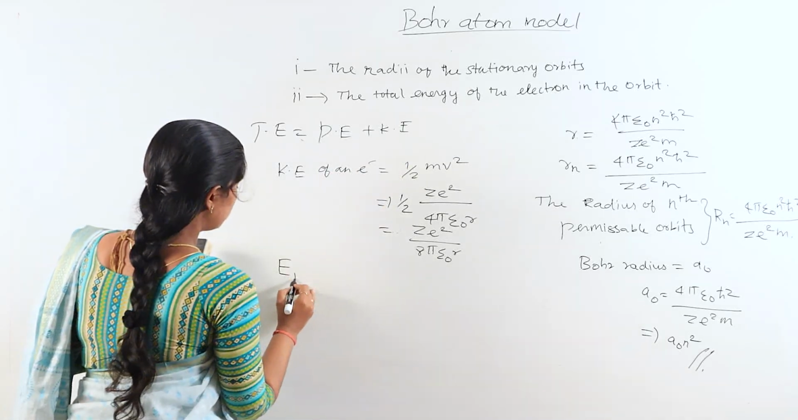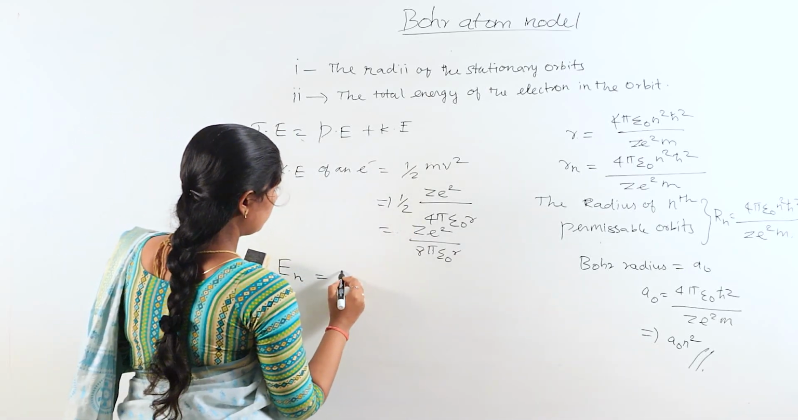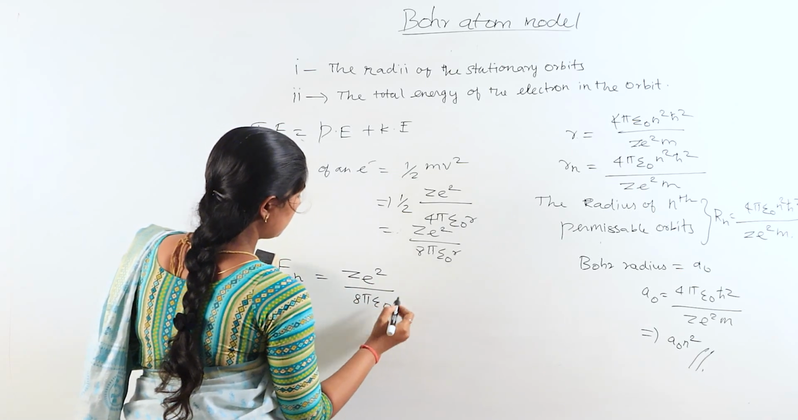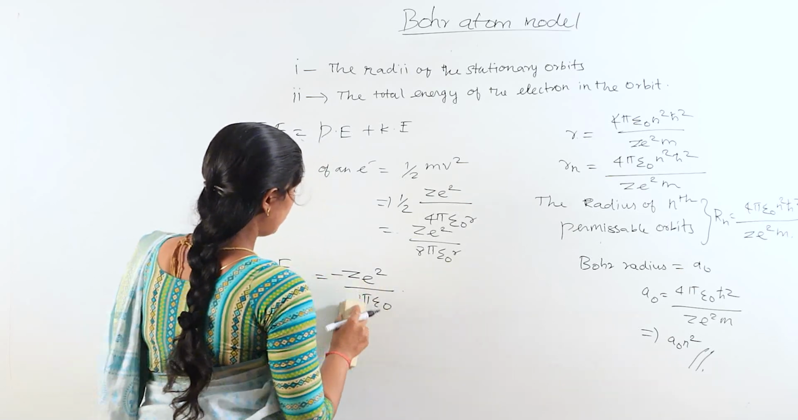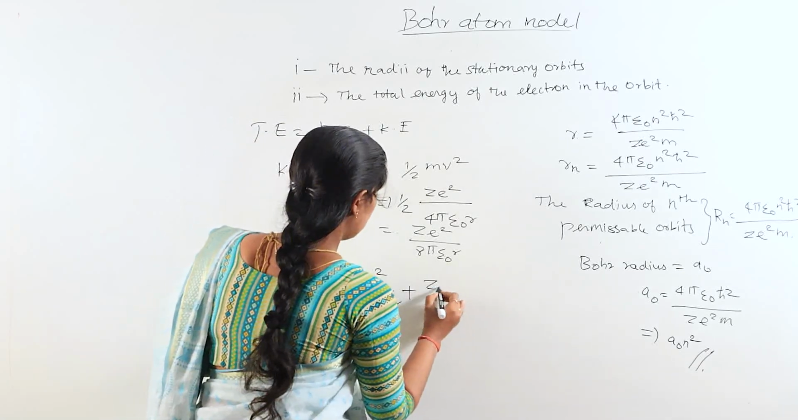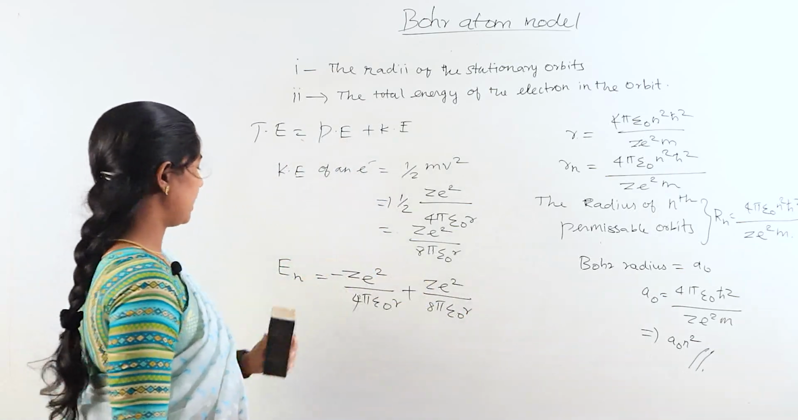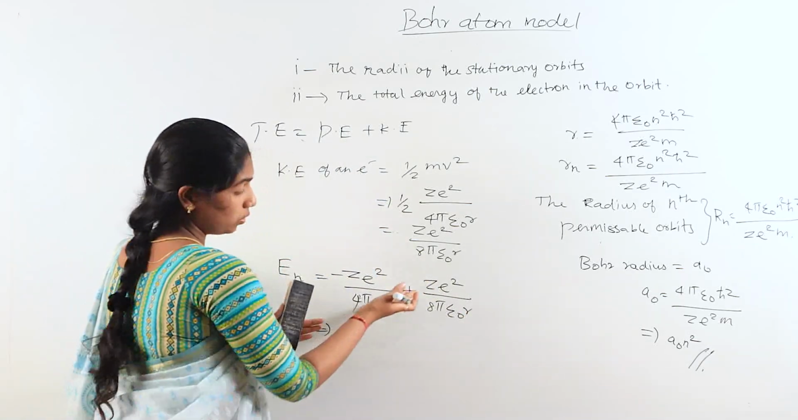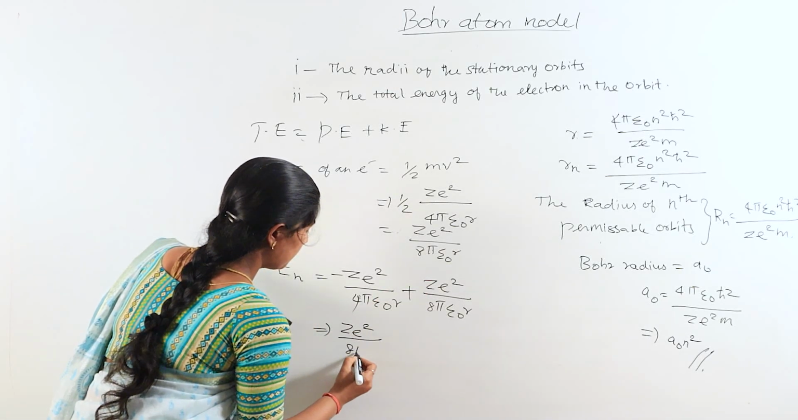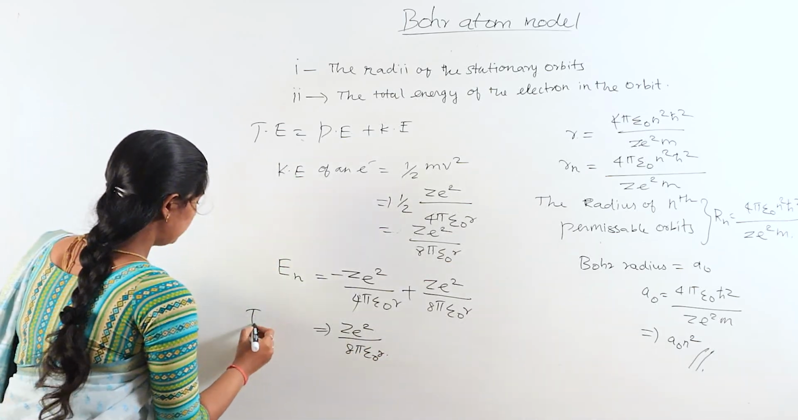I am representing the total energy as En, which is equal to minus Ze squared by 4 pi epsilon naught r, this is the value of potential energy, plus Ze squared by 8 pi epsilon naught r, this is the kinetic energy. Finally, we cross multiply this term and we get minus Ze squared by 8 pi epsilon naught r. This is the total energy.